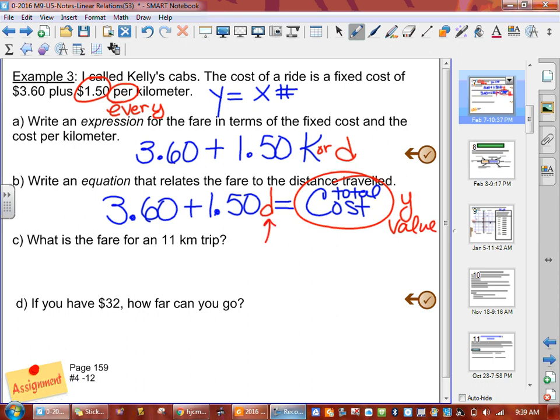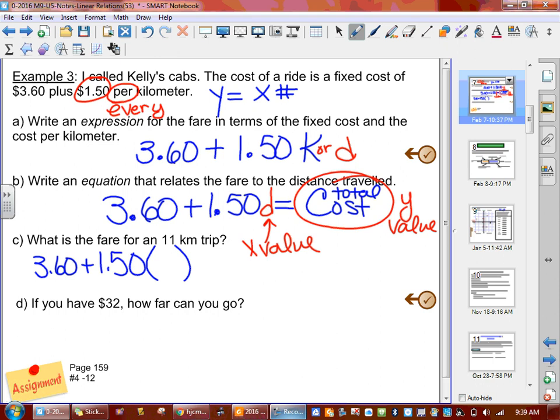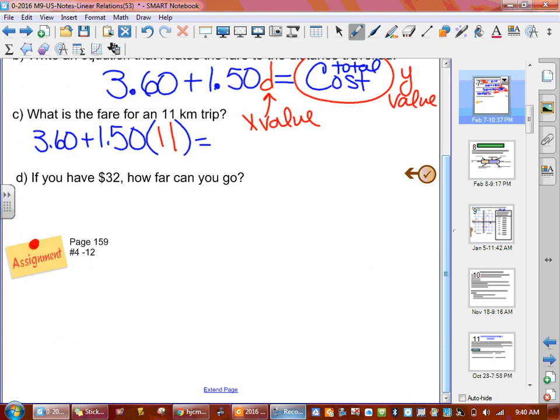Now we do substitution again. So we're going to write our equation, $3.60 plus $1.50 times the amount of kilometers. And this one tells us we will go for 11 kilometers. We need to do BEDMAS now and find out total cost. So, BEDMAS total cost. First thing we're going to do is multiply. So $1.50 times 11 is $16.50. Yep, $16.50.